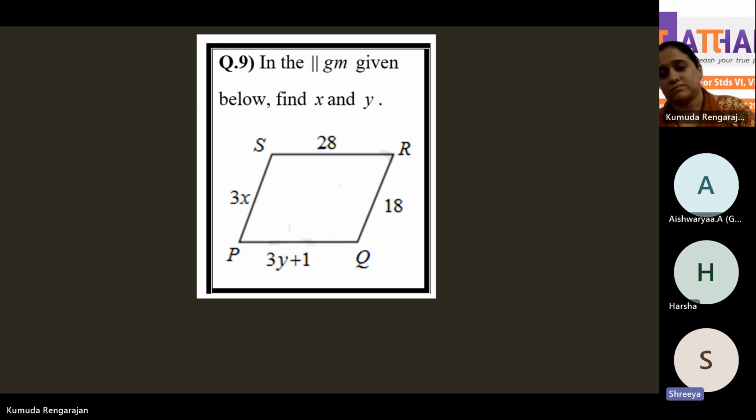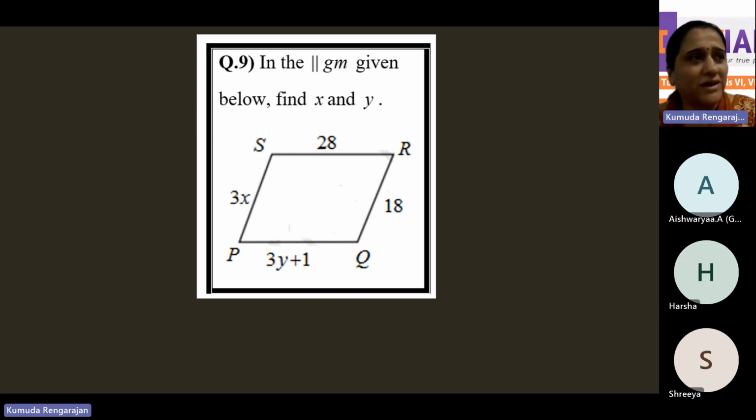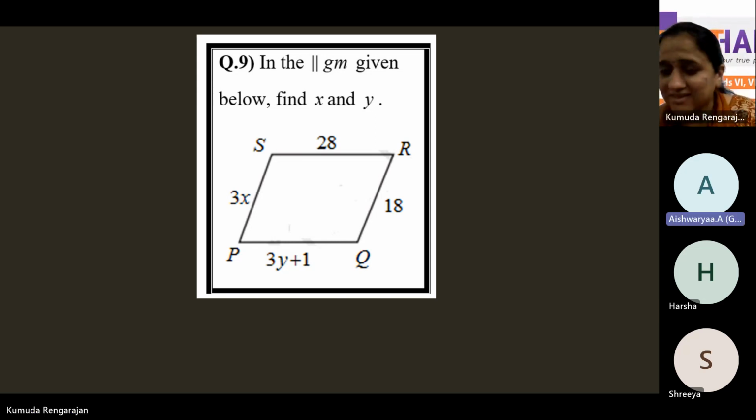Ma'am, I'm honestly confused. I understood whatever you taught till now, but this is kind of confusing. Okay, fine. Let me ask Aishwarya. Yes, Aishwarya. I'm actually not sure how to start. Come again? You're not sure? Yes, ma'am, I'm not sure how to solve the equation.